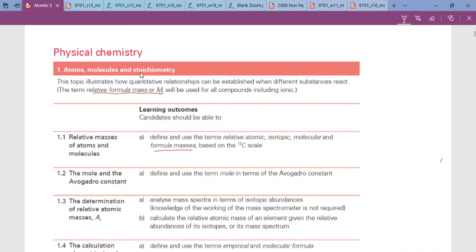Used for all compounds, which means the word compounds here, you must understand, refers to covalent as well as ionic. So our definition will change a bit from the old one I gave you. So you must be aware of what the syllabus says, because the marking scheme will go according to the syllabus here, okay?